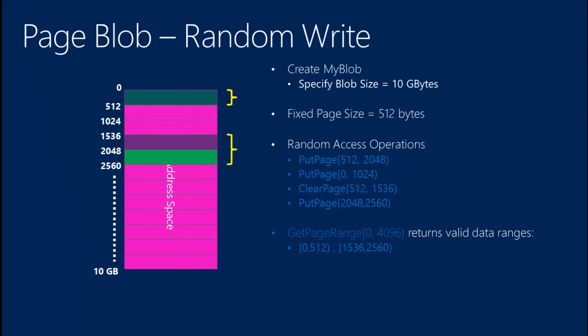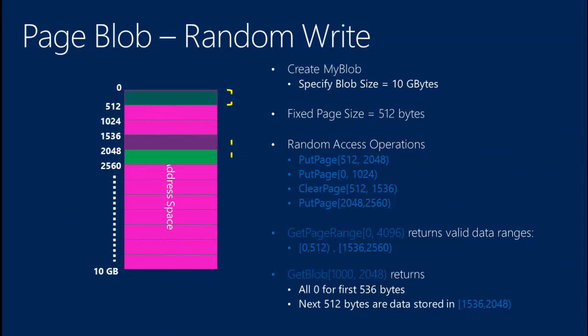And basically what happens is now I can ask the server, out of this 10 gigabytes, what ranges have data? Again, if I do a range get, I'll still get the zeros. So for example, if I do a get blob from 1,000 to 2048, 1,000 not being 512 byte aligned, I will still have zeros for the first 536 bytes. And then the rest of it is the data I stored there. So again, random read, write operations, this is great.